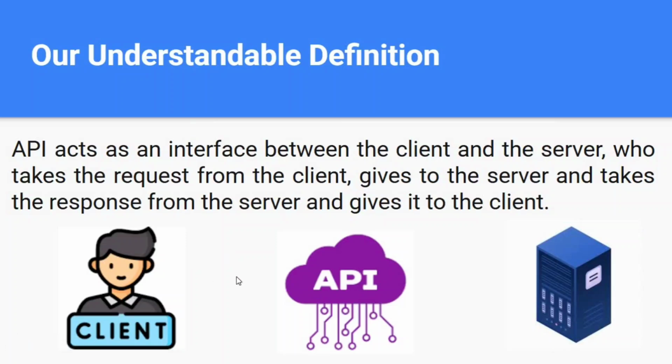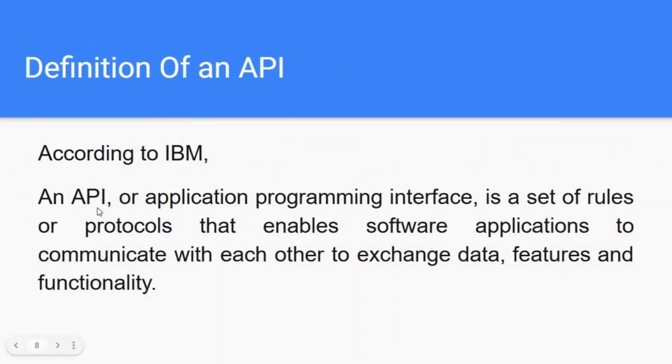Now let's revisit the official definition of an API from IBM. It says an API or application programming interface is a set of rules or protocols. It consists of a set of rules, so not any client can access any server. Software applications, where the client is also a software application and the server is also a software application, can communicate with each other to exchange. The exchange between the client and server might be data, features or functionality.